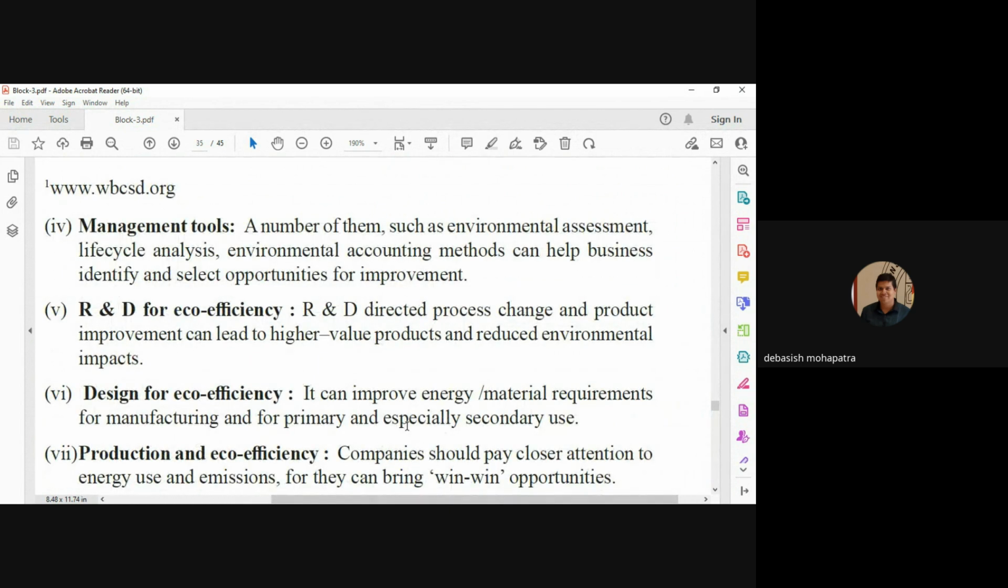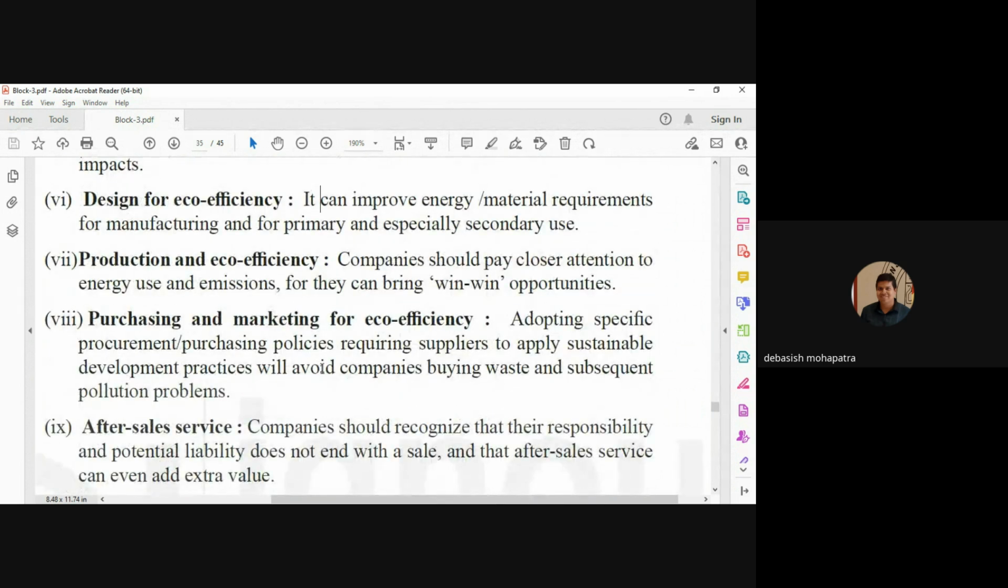Management tools, a number of them, such as environmental assessment, life cycle analysis, and environmental accounting methods, can help business identify and select opportunities for improvement. R&D for eco-efficiency. R&D directed at process changes and product improvement can lead to higher value products and reduce environmental impact. Design for eco-efficiency can improve energy and material requirements for manufacturing and for primary and especially secondary uses.